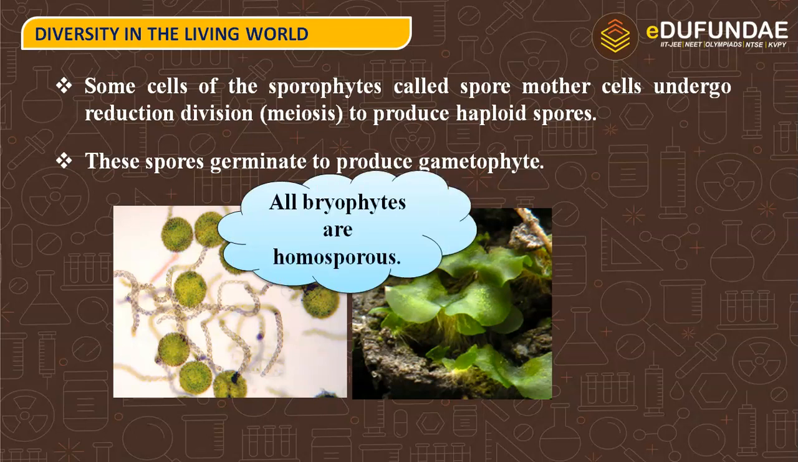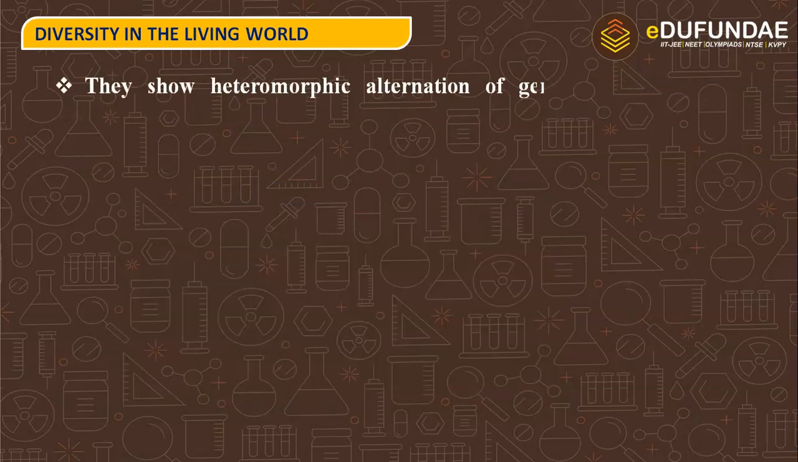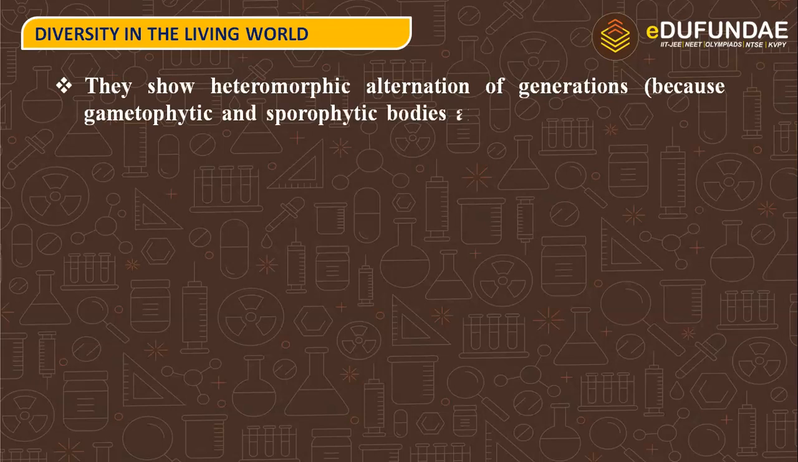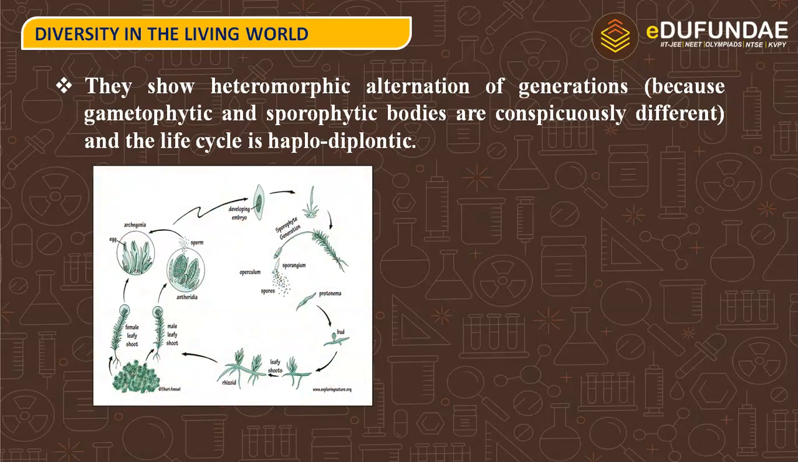All bryophytes are homosporous. So what do we understand by homosporous? That means the spores are of one kind and are not differentiated by sex. Such kind of spores are called homosporous, right? The bryophytes are homosporous organisms. They show heteromorphic alternation of generation because gametophytic and sporophytic bodies are conspicuously different, and the life cycle is haplodiplontic. Why haplodiplontic? Because the main plant body is haploid and it will lead to the formation of a diploid sporophyte. So this kind of life cycle is called haplodiplontic.